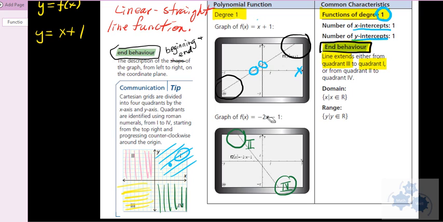So look at these two functions right here. And let me rewrite them for you. So y equals x plus 1, and we have y equals negative 2x minus 1. Does anyone remember, like from grade 10-ish, when we first started looking at this? I know some of you do.